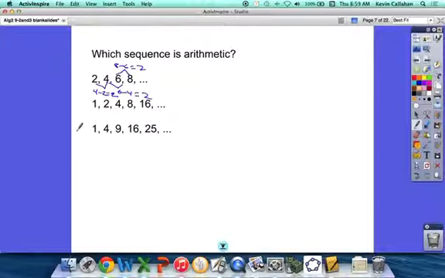Either one of these two look like they might be arithmetic? No. You can always check by doing the subtraction for the first two terms. 2 minus 1, 1. Okay, do it for the second two terms. 4 minus 2, 2. It's not constant, so it's not. 4 minus 1, 3. 9 minus 4, 5. Okay, stop.